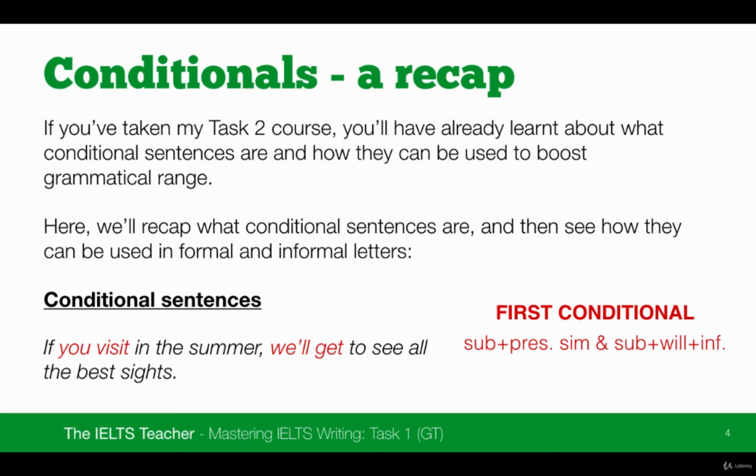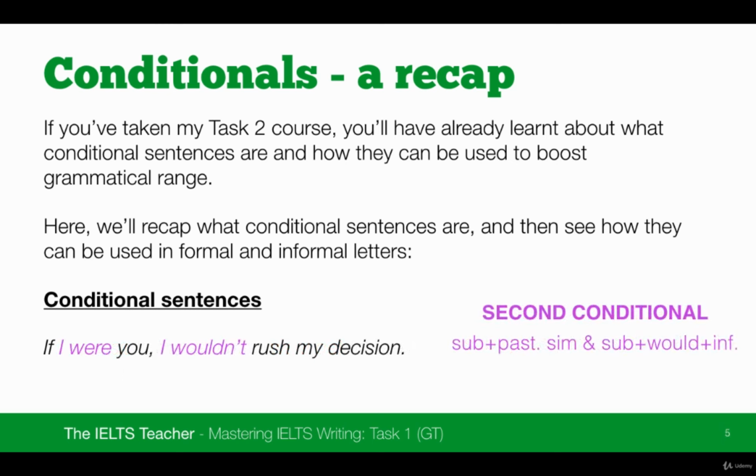We follow this with the first conditional, and the first conditional is used to talk about a real possibility, something that's very likely or quite likely, or that there is a genuine possibility surrounding. For example, if you visit in the summer, it's quite a likely scenario, or at least very possible, we'll get to see all the best sights. So notice here we're using the subject and present simple again in the dependent clause, just like last time: if you visit. But in the independent clause, the result section, we're using the subject plus will or won't plus the infinitive: we will get. Okay, so that's the first conditional.